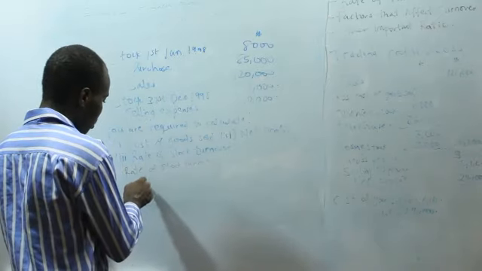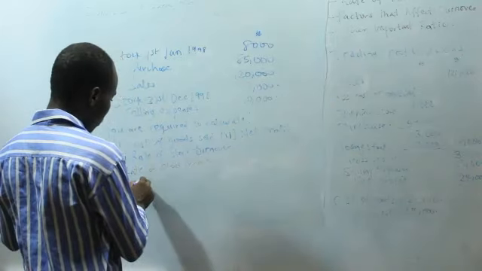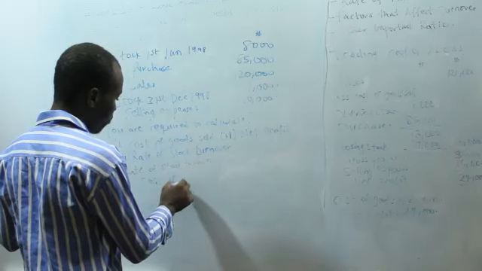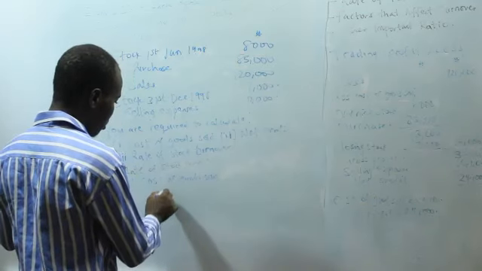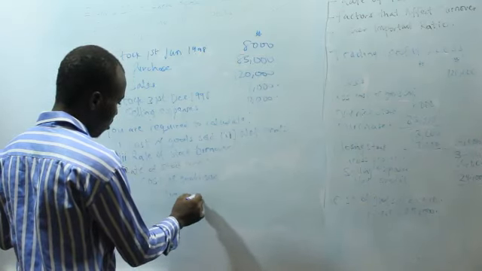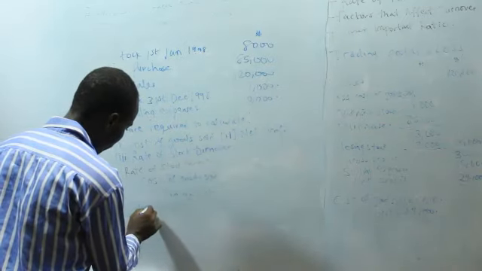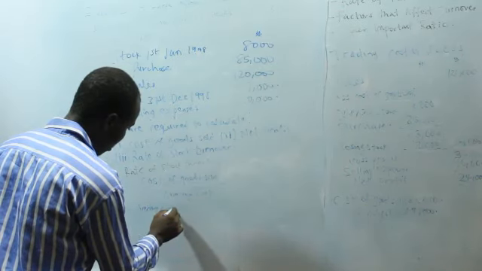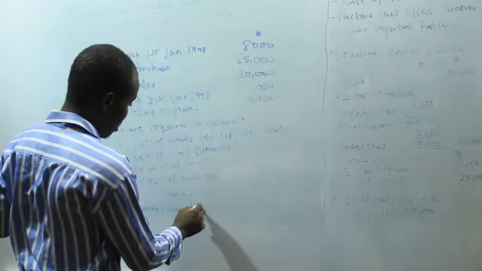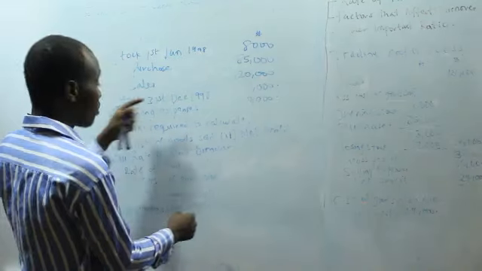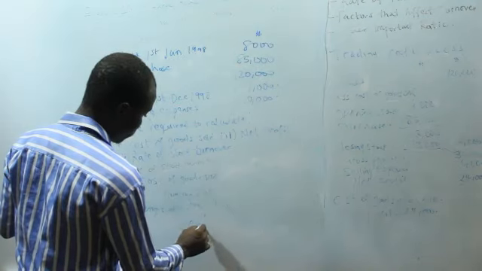Is the cost of goods sold over the average stock. And generally, average stock is going to be opening stock, which is 8,000, plus the closing stock, which is 7,000, over 2, and that gives us 7,500 back from here.